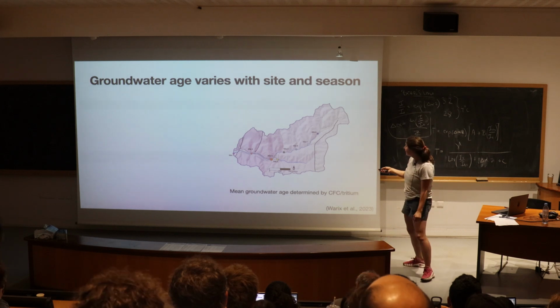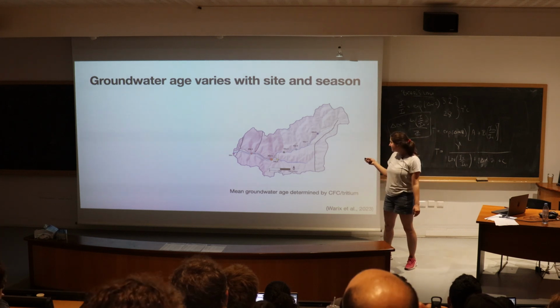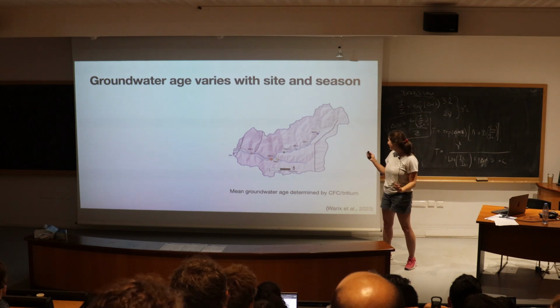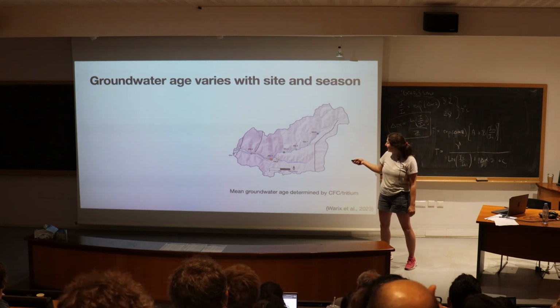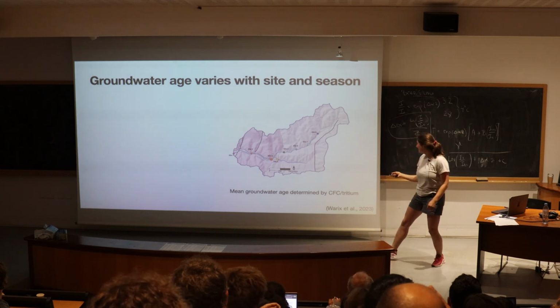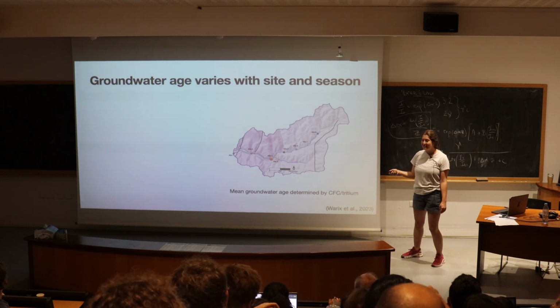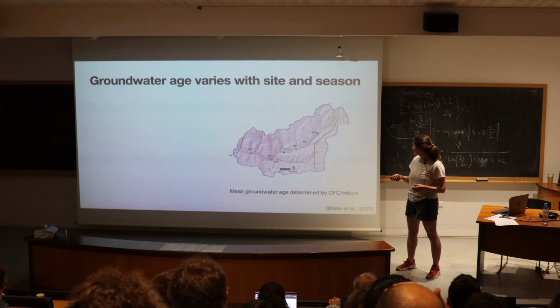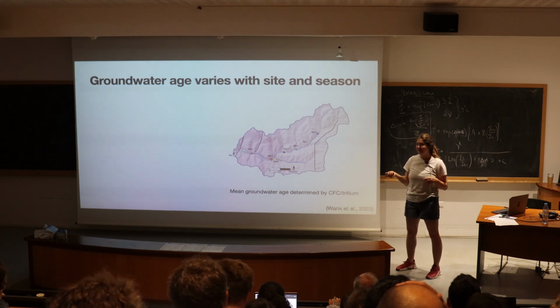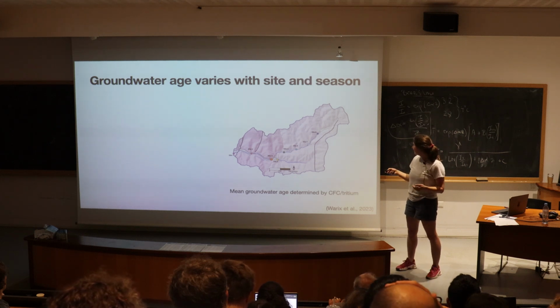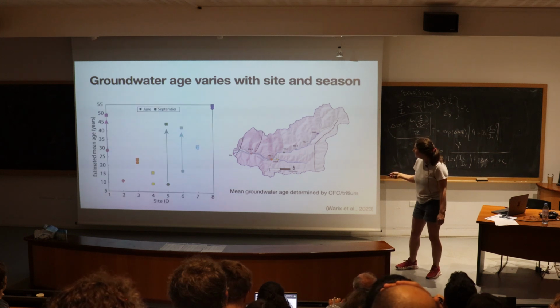Groundwater samples were taken at each of these sites in June and September for 2021. Then CFC and tritium age dating methods were used to estimate mean groundwater age for these samples. Those are good methods for estimating mean groundwater age for relatively young water, so around 70 years. And these are the results.